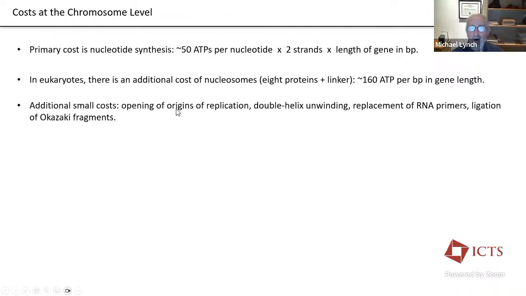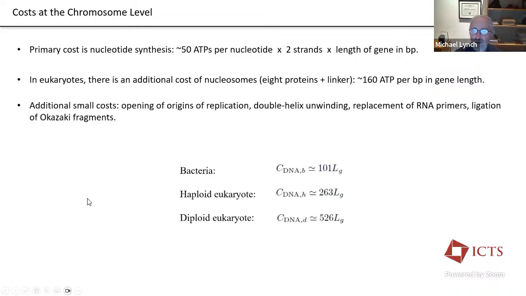There's a lot of other costs that require energy at the DNA level. If you want to replicate your DNA, it takes energy to open the origins of replication, it takes energy to unwind the double helix. There are these little RNA primers that get things off the ground in replication. You have to ligate the so-called Okazaki fragments in replication and so on. These are all not zero cost, but they're out in the second decimal place compared to these other 2 costs that I've promoted here. So they can be more or less ignored.